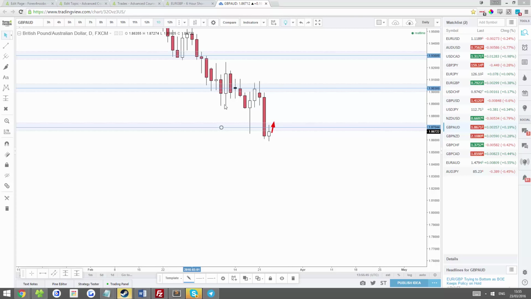This is not really an ideal setup. It is a potential setup. I might take it, but it's a bit risky because we're unsure of this support area. It is something I'm going to watch, but it's not something I'm going to pin any hopes on. We'll just see how it plays out.